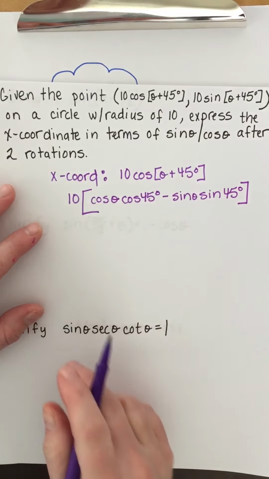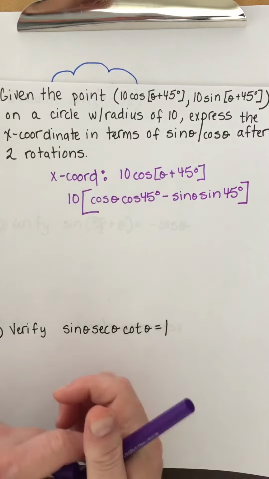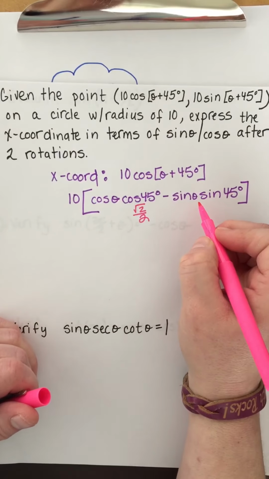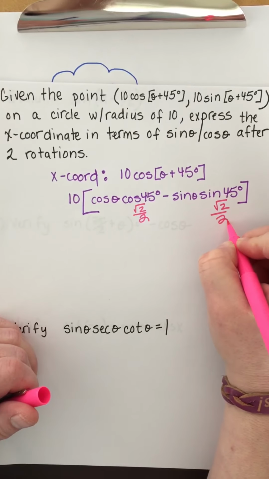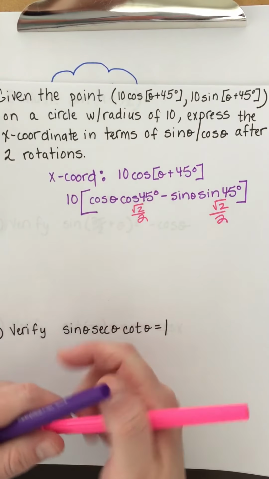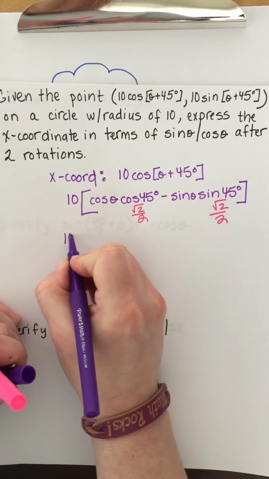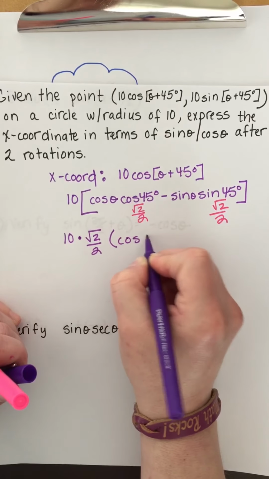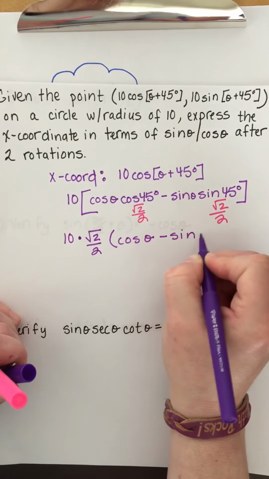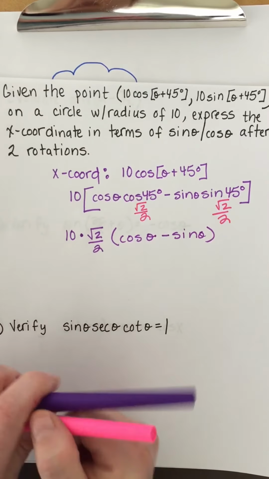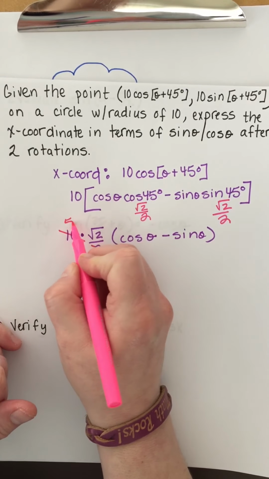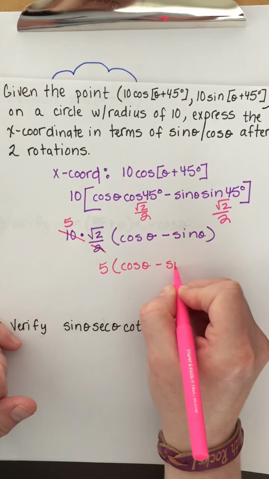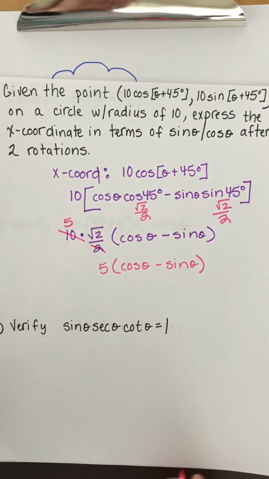All right, and we can plug in values for those 45 degrees. The cosine of 45 degrees is the square root of 2 over 2. And the sine of 45 degrees is the square root of 2 over 2. So I'm going to factor out that square root of 2 over 2. So we have 10 times the square root of 2 over 2 times the cosine of theta minus the sine of theta. And you just need to simplify this and we'll be done. 2 will go into 10 a whopping 5 times, and I'm left with 5 times the cosine of theta minus the sine of theta. And we are done with that one.